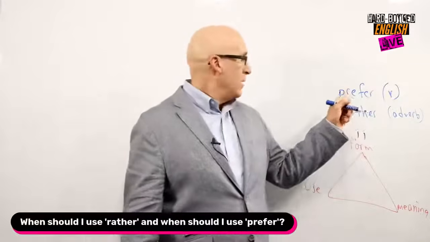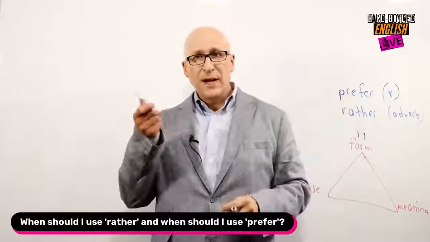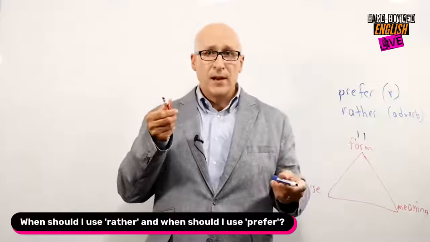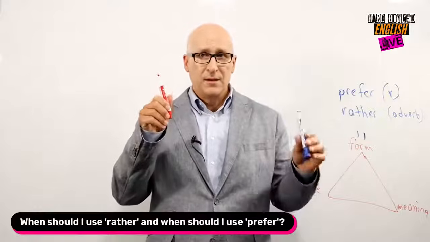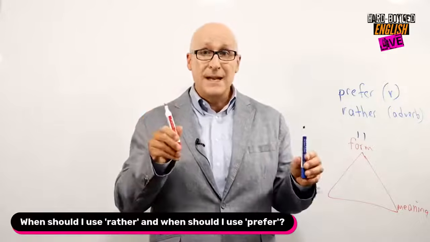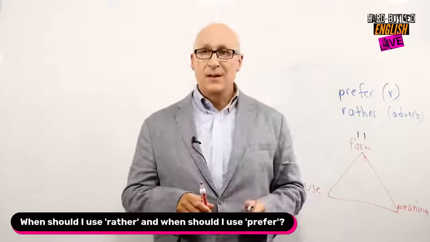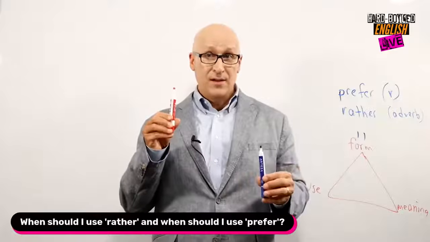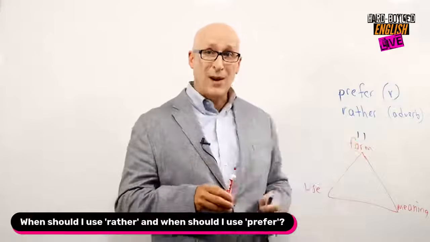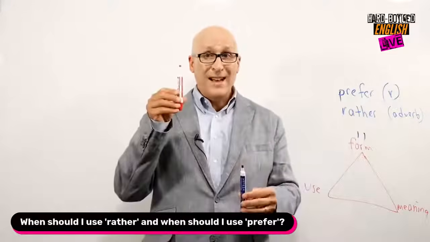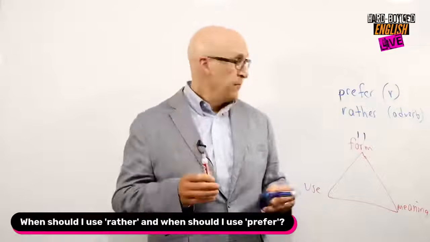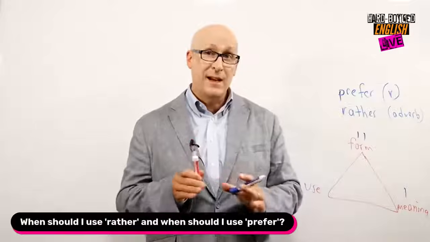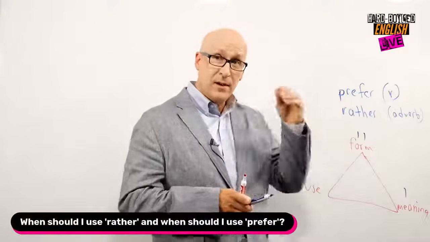However, to prefer something means you like this more than this, right? You like one thing more than the other. You prefer this over this. That's what it means. What does rather mean? Well, rather means you rather this over this. So both of them are expressing the same idea, that one thing is better than the other, according to you. So the meaning, there's one meaning. They both share the same meaning, but their forms are different.